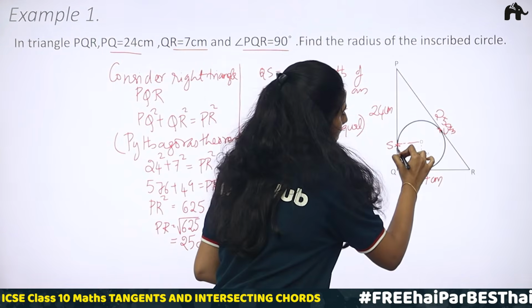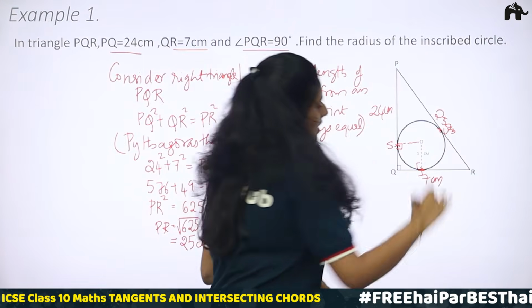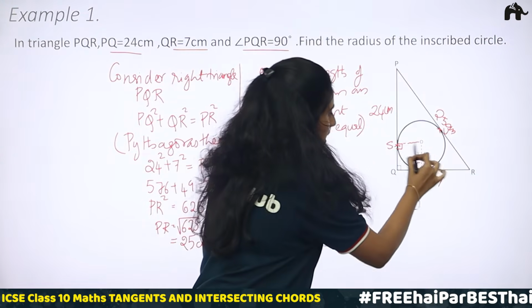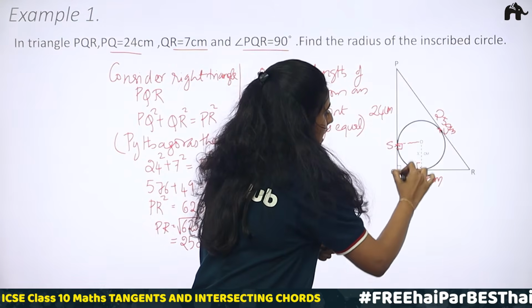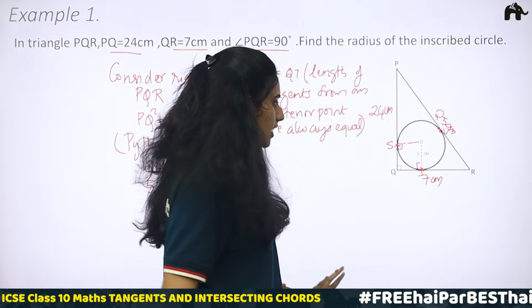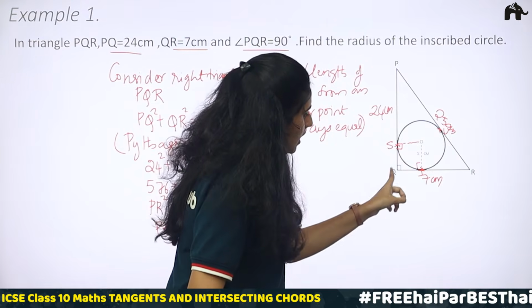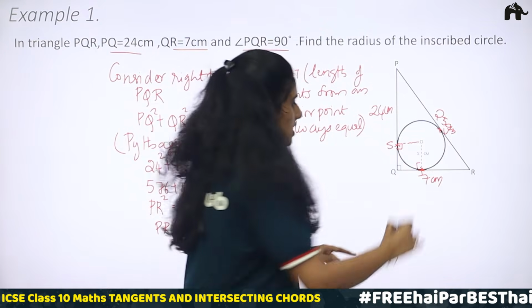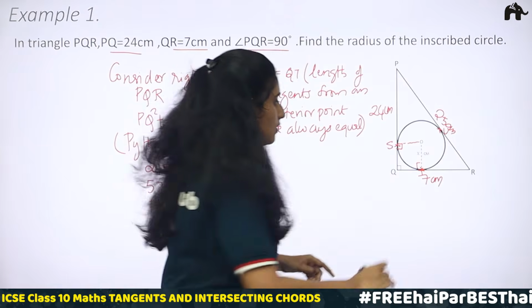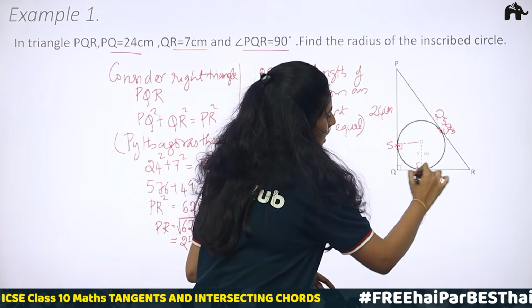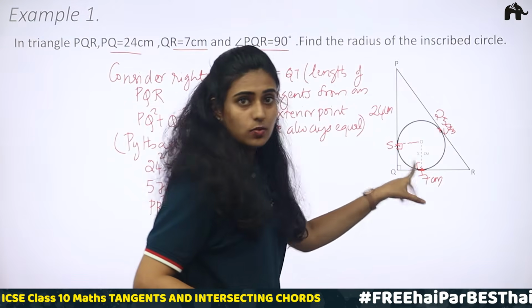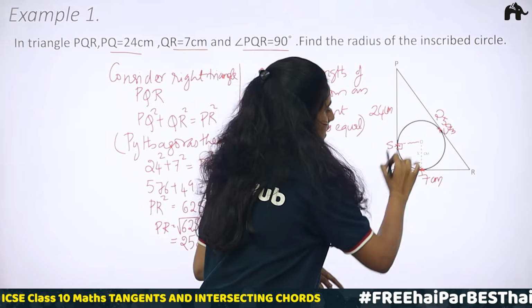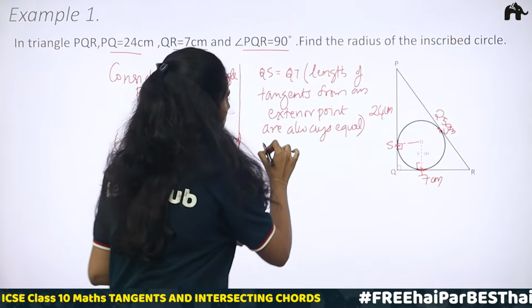Now, these angles are right angles. Why? This is the radius and this is the tangent. We know the angle between the radius and tangent will always be equal to 90 degrees. Here again, OT and QT are perpendicular to each other. Yes. Therefore, all the sides are equal and all the angles are equal to 90 degrees. Therefore, this figure is a square.